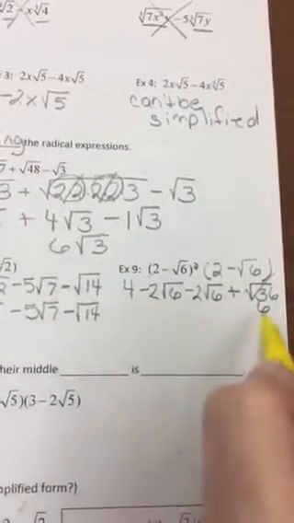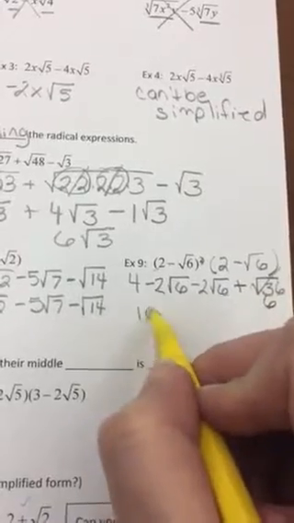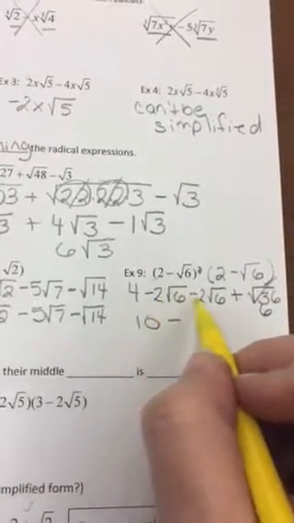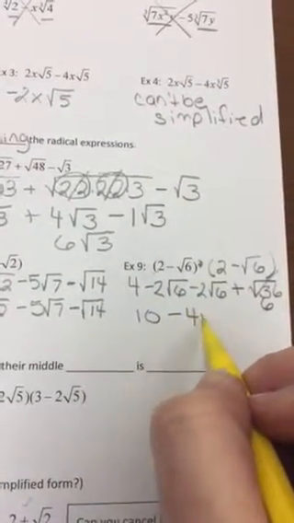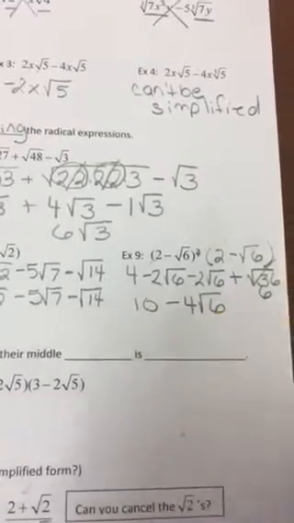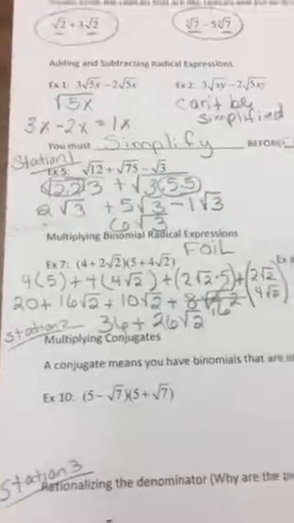So what I really have is 4 and 6. And then negative 2, I have a negative 4 square root of 6. Okay, that should complete station 2 work.